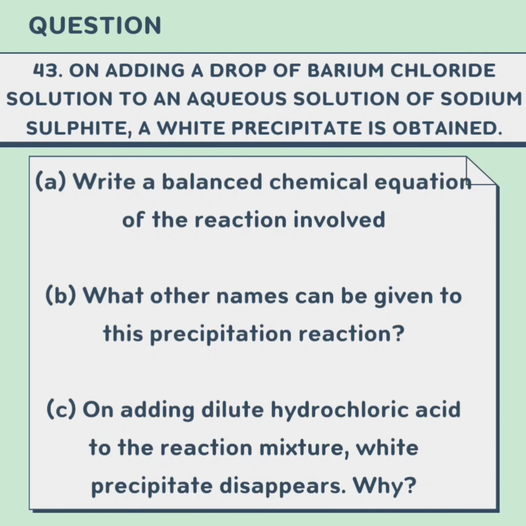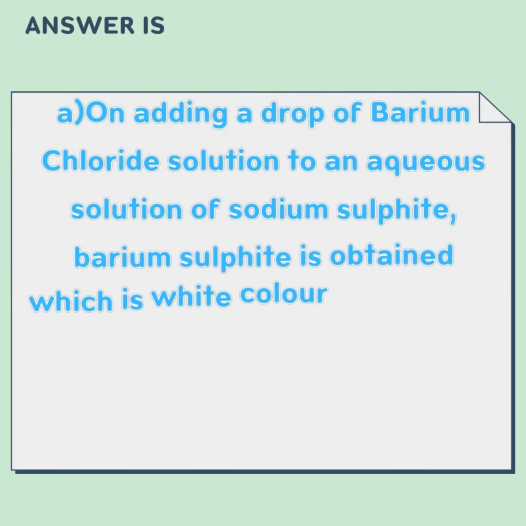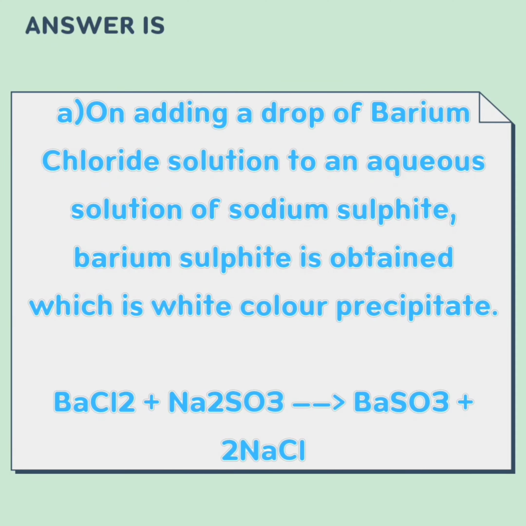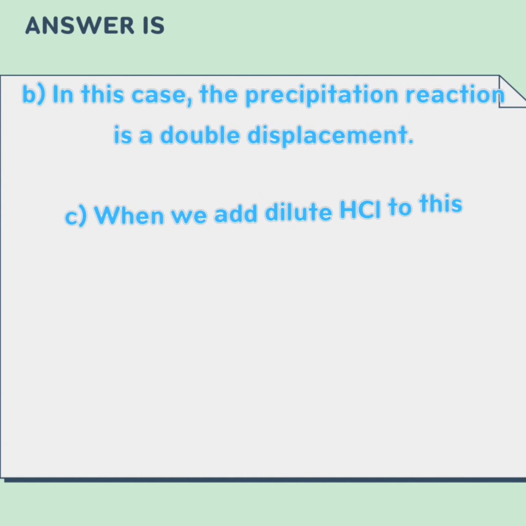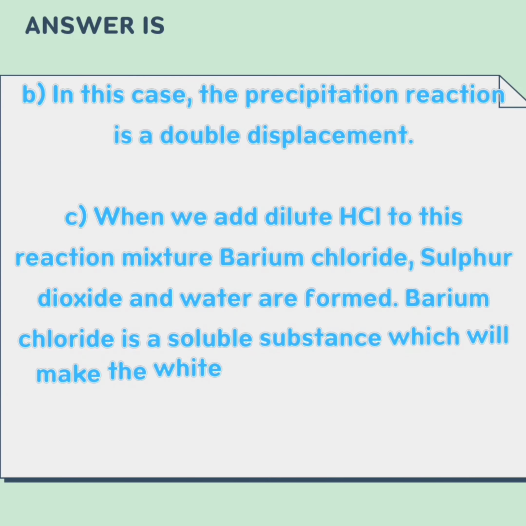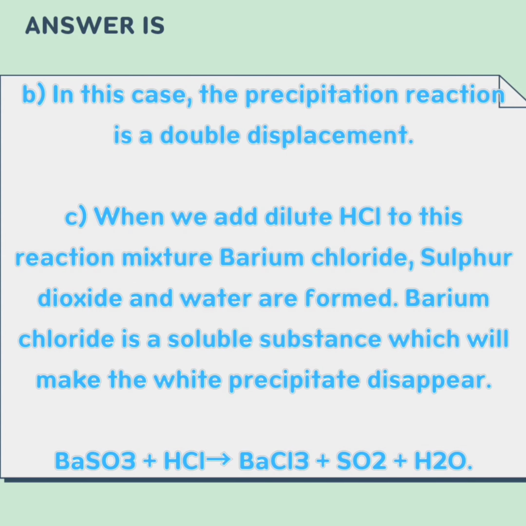Why? Answer. A. On adding a drop of barium chloride solution to an aqueous solution of sodium sulfite, barium sulfite is obtained, which is a white color precipitate. B. In this case, the precipitation reaction is a double displacement. C. When we add dilute hydrochloric acid to this reaction mixture, barium chloride, sulfur dioxide and water are formed. Barium chloride is a soluble substance which will make the white precipitate disappear.